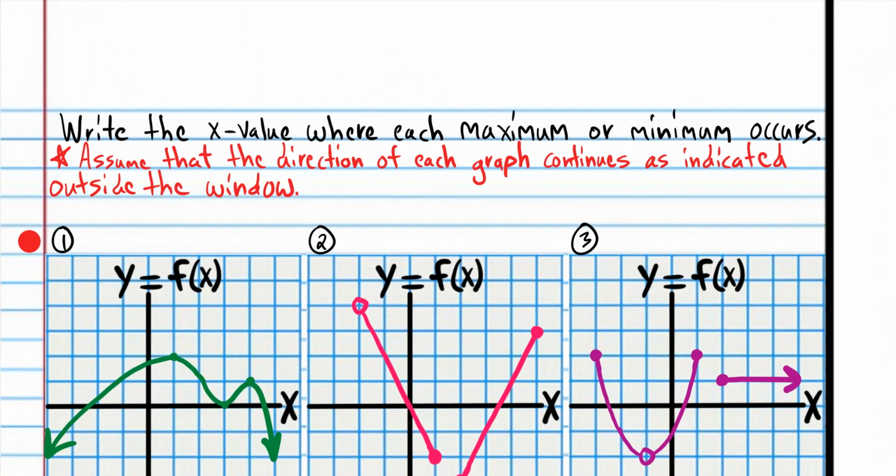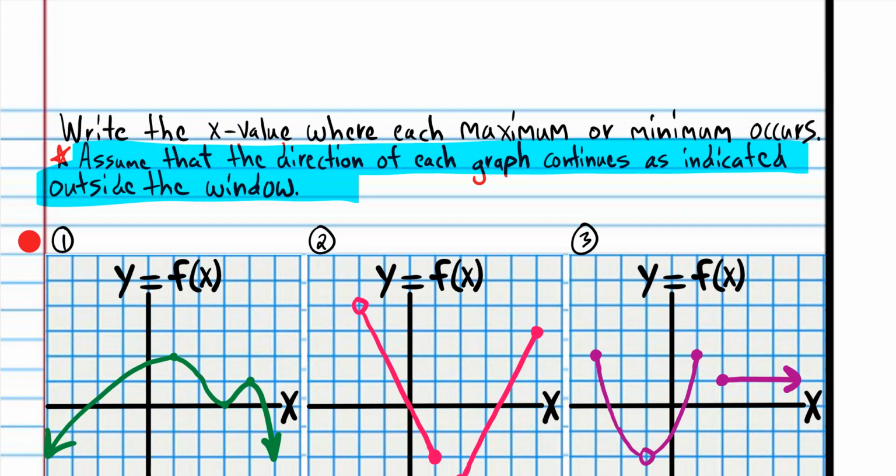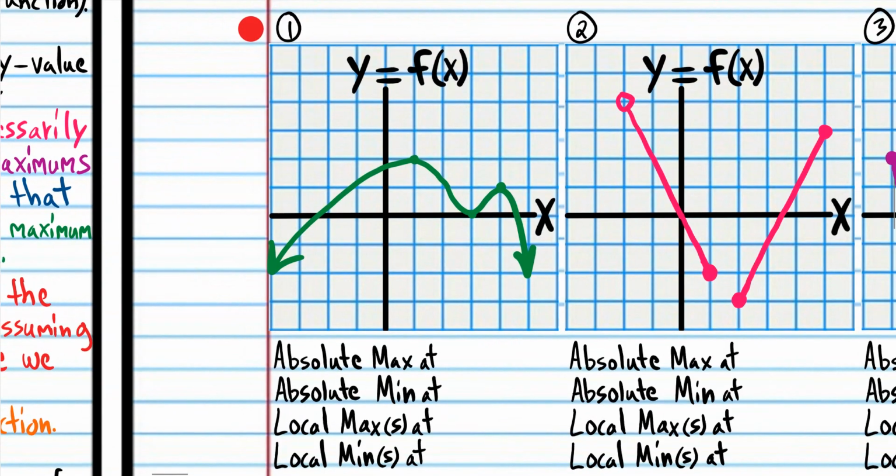It says, write the x value where each maximum or minimum occurs. Assume that the direction of each graph continues as indicated outside the window. Again, we're assuming that this graph goes down as the arrow indicates. The graph doesn't go up and cause a maximum value to occur somewhere unexpected.